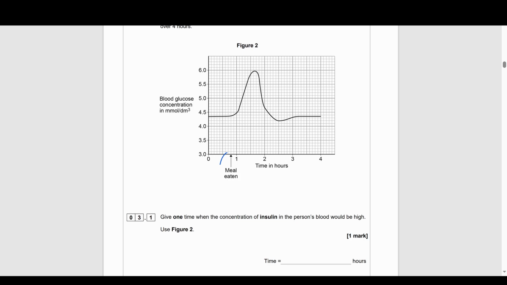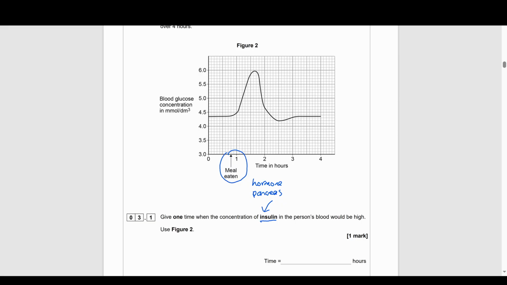Specifically, there is a time point on our graph where a meal is eaten. So 3.1, give one time when the concentration of insulin in the person's blood would be high. So what is our insulin? Need to remember what that is now. It is a hormone released from the pancreas. And what does this hormone do? It detects a high concentration of glucose in the blood and causes it to be lowered.